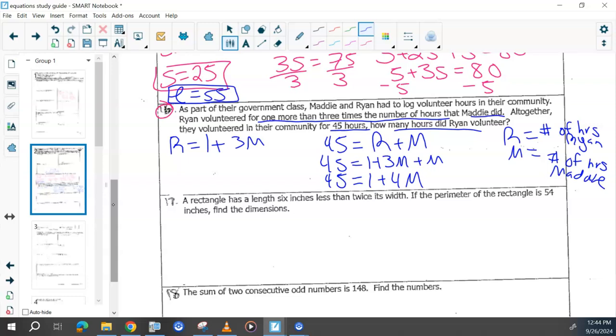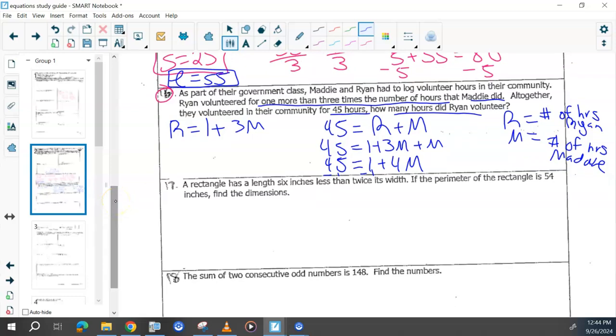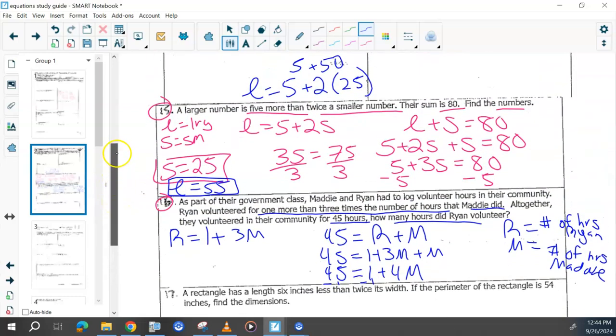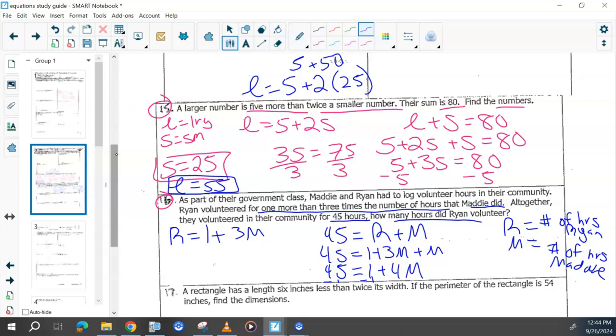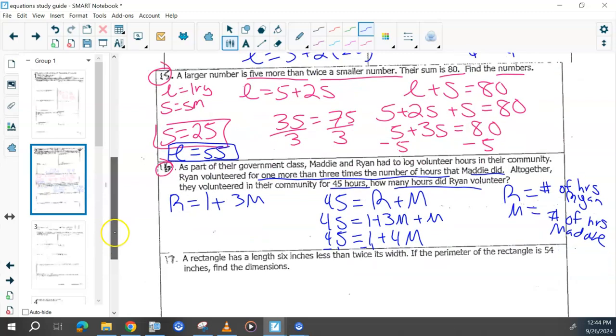So combine your like terms, start to solve for M. Get rid of 1 by subtracting. I don't really have space for this. 45 minus 1, 44 equals 4M. And divide both sides by 4. The M would give us 11 hours.